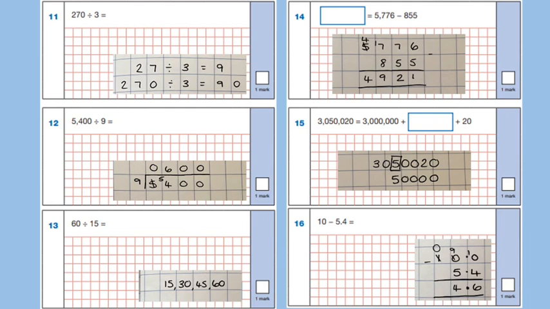Number 16, it is 10 subtract 5.4. So as you can see here, I've written out 10 and 5.4, and actually I've put my decimal point and my placeholder in my 10 to make the number make sense to me in terms of place value, and then it's just a simple subtraction using exchanging.